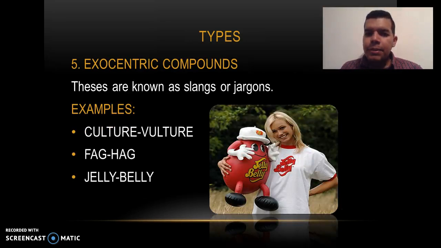The fifth type is exocentric compounds. These are known as slangs or jargons. Examples: culture vulture, fake hack, or jelly belly. Jelly belly, the last one, makes reference to a gum that we can eat or to a fat person.